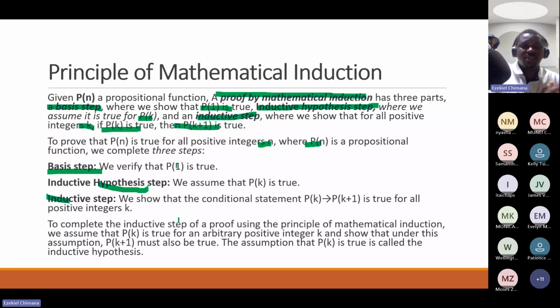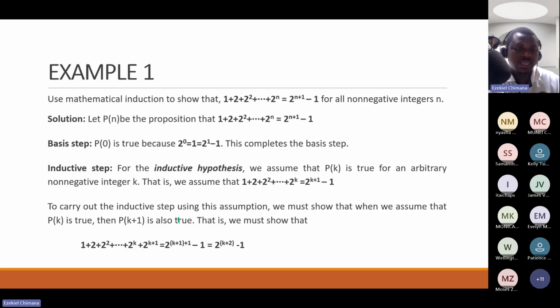So to complete the inductive step of a proof using the principle of mathematical induction, we assume that P of k is true for any arbitrary positive integer k, and show that under this assumption, P of k plus 1 must also be true. So the assumption that P of k is true is called the inductive hypothesis. That was just a hypothesis, but you use the hypothesis at the inductive step.